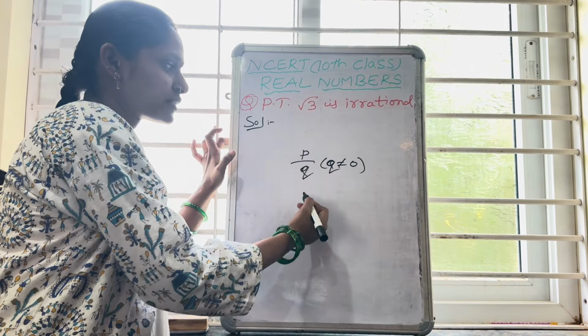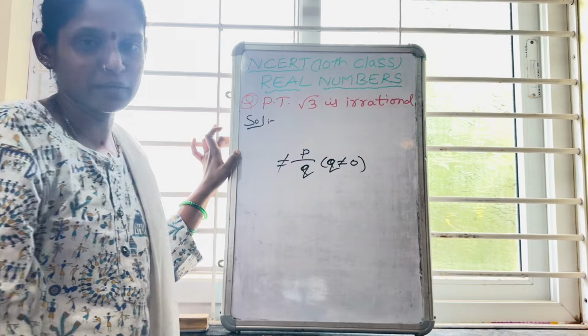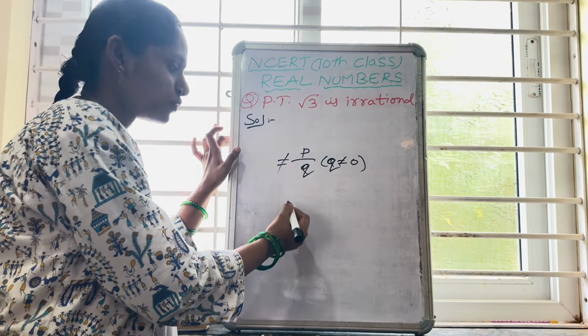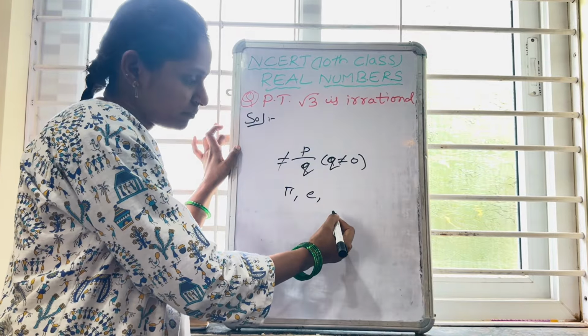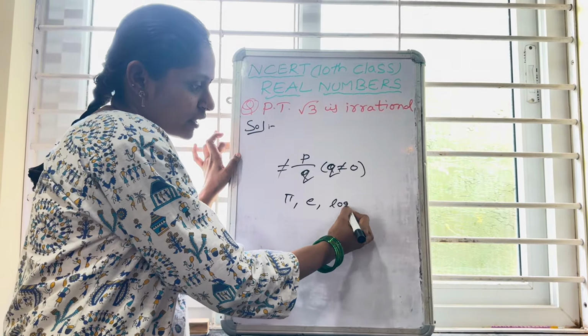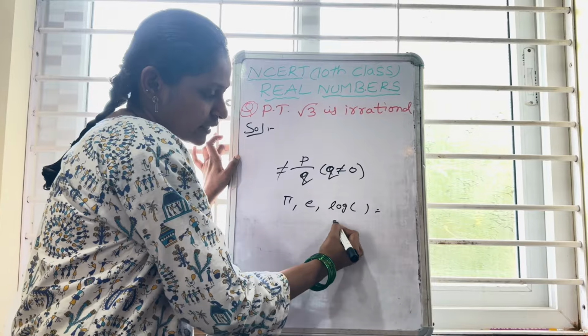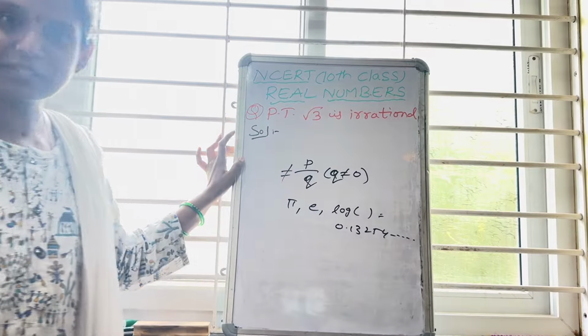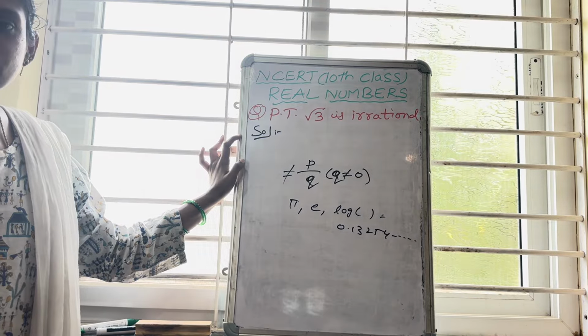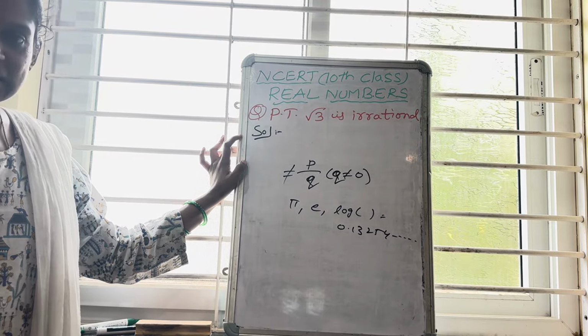Irrational numbers are the numbers which we cannot write in p by q form. Some root values, pi value, e value, log values will be decimals like 1.3256 and so on. These are numbers we cannot write in p by q form. Those numbers are called irrational numbers.